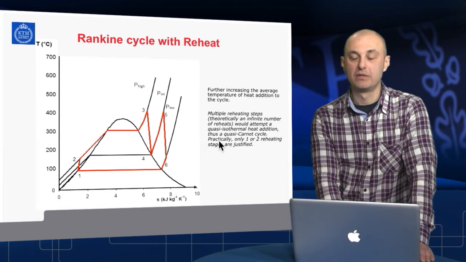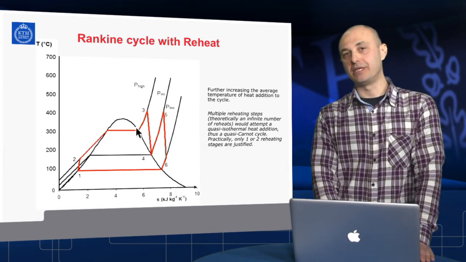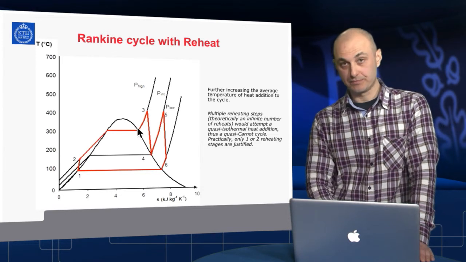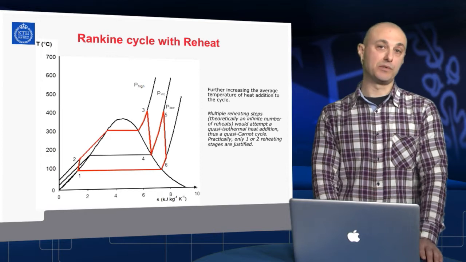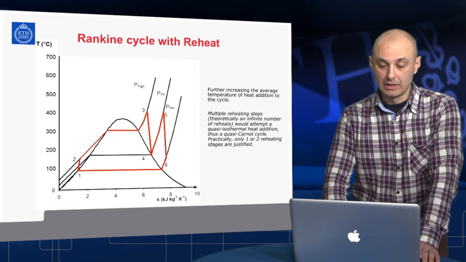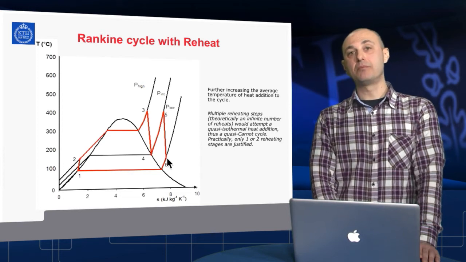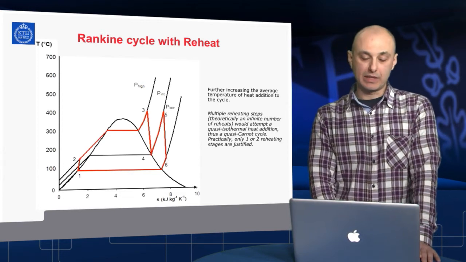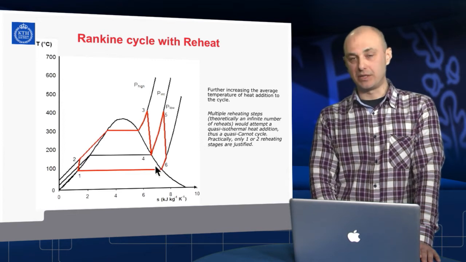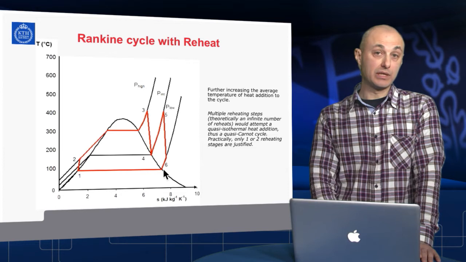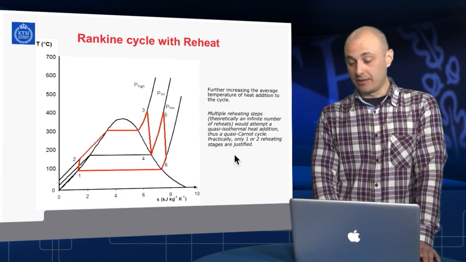What we gain from this, again, is, first of all, a further increase of the average temperature of heat addition. We add more heat to the cycle, we force the steam to produce more work. And we end up the expansion, in the best case, outside or close to the saturated line, avoiding handling wet steam.